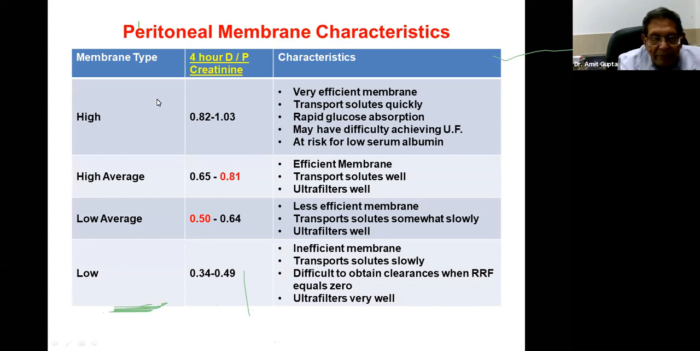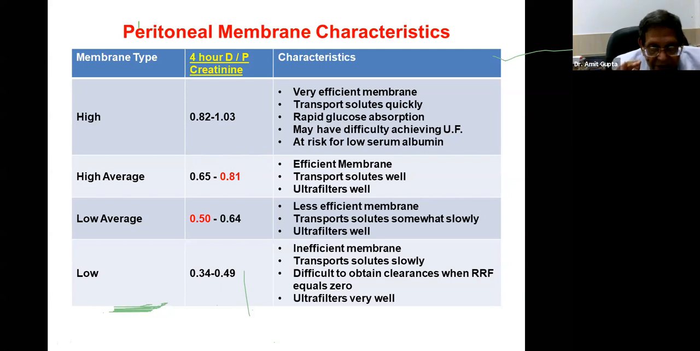So the high membrane type, the D by P creatinine is above 0.81, ranging from 0.82 to 1.03. It's a very efficient membrane. It transports solutes quickly. There's a rapid glucose absorption. But these patients have a difficulty in achieving good ultrafiltration. And again, they're at a risk of having low serum albumin.